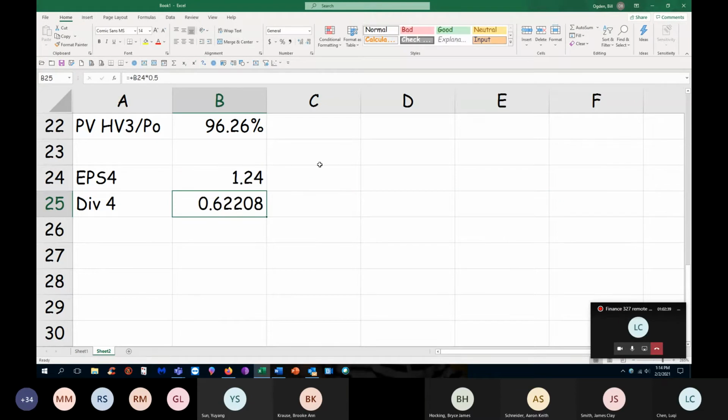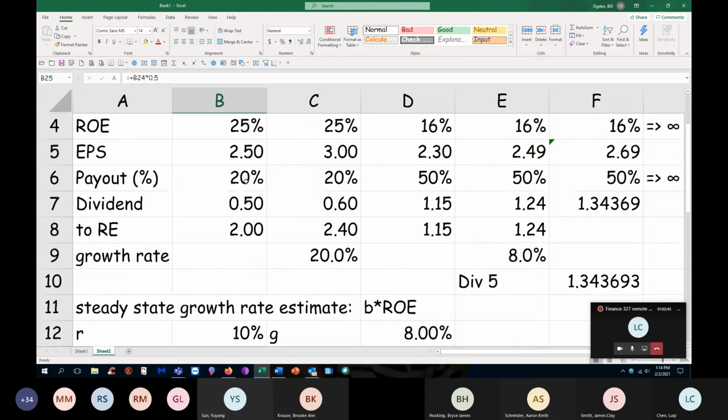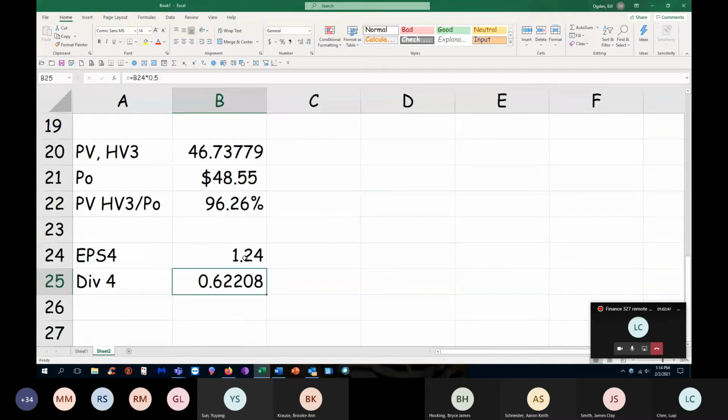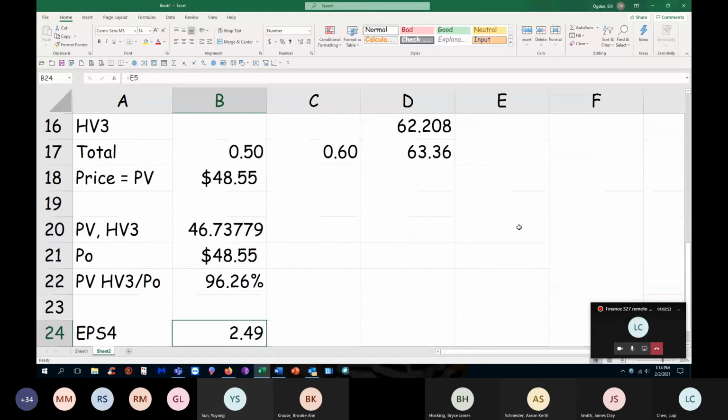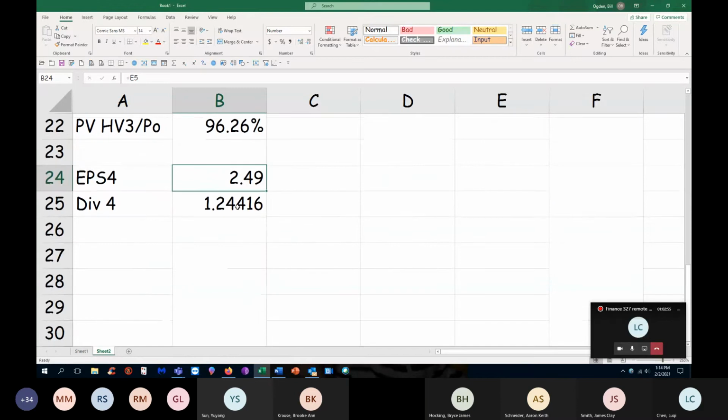And you can get it from up above if you want. Wait, whoa, I got the wrong one. Let me see this. 249, my fault, thank you. Let's do that again. How do I pick a wrong cell? Okay, there we go. And $1.24 is the dividend, right? Now, what if this company, starting in year 4, cannot grow? Okay, so this is year 4.